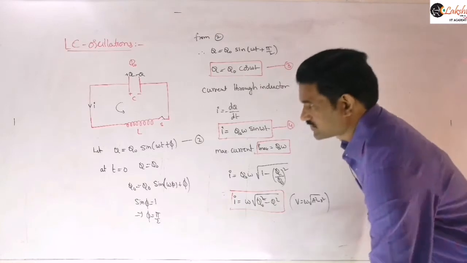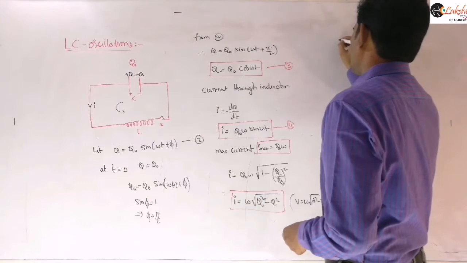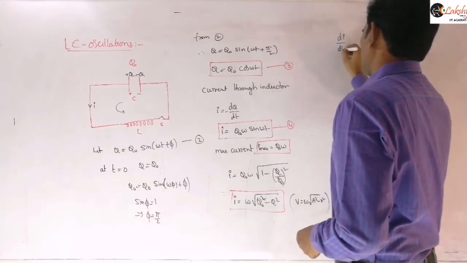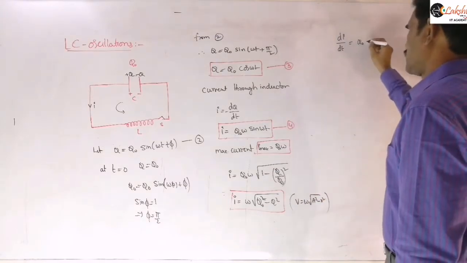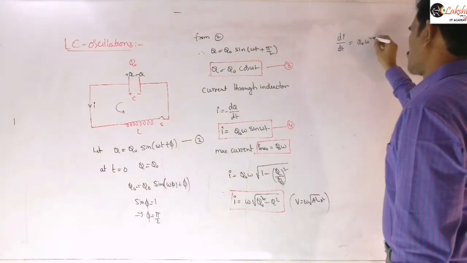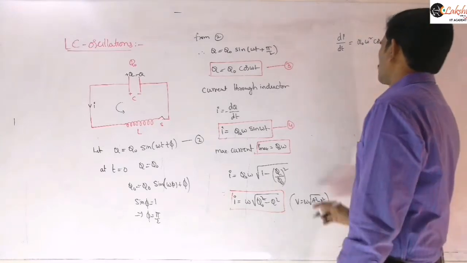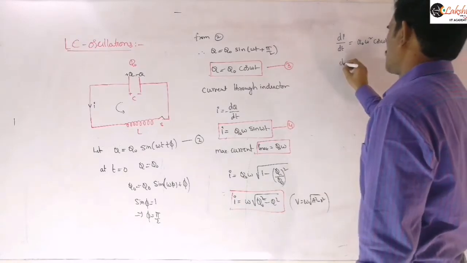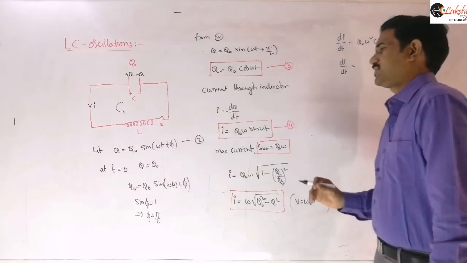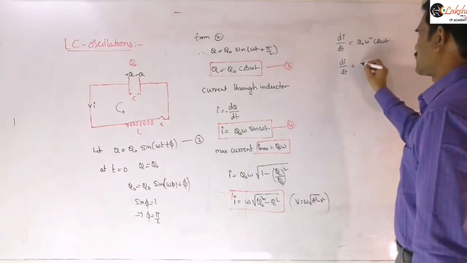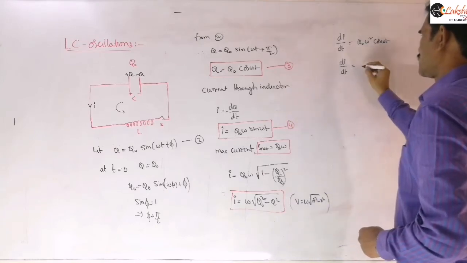So next let us write the rate of change of current, that is di by dt. Now let us differentiate this equation. Then this equation is q naught into omega square into cos omega t. Now we can write dq by dt is equal to q omega t, and q omega t we can write as q, so we can express this as omega square q.